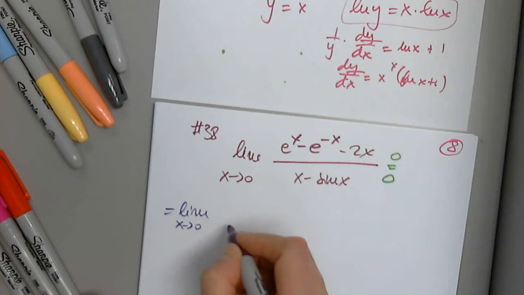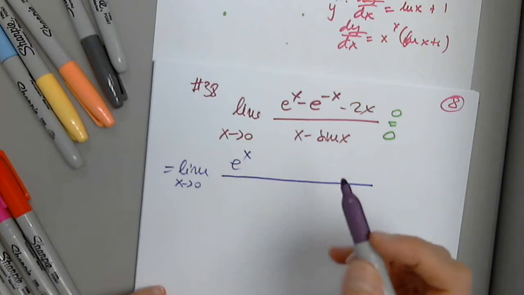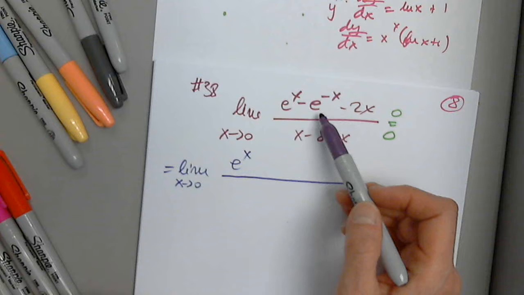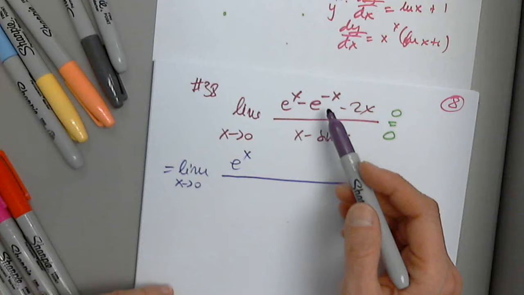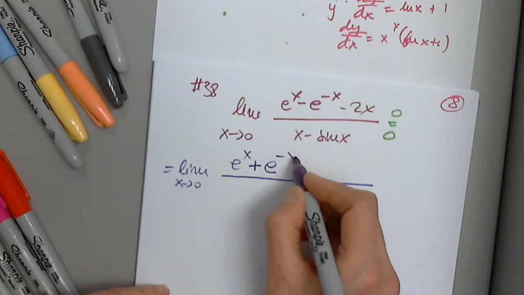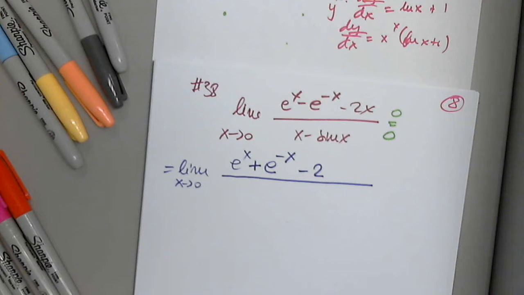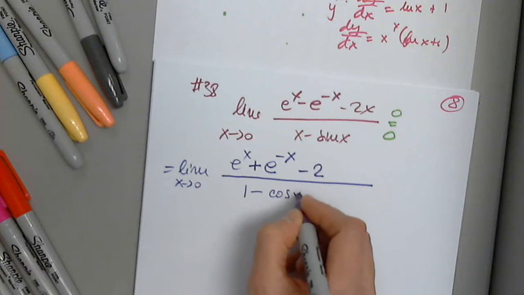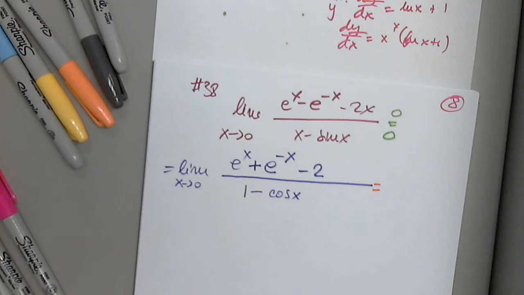Limit as x approaches 0. The derivative of e to the x is e to the x. When I differentiate e to negative x, it's e to negative x times the derivative of negative x, which is negative 1. So it'll be plus e to negative x, and then minus 2. What about the denominator? 1 minus cosine x. Good. We try again. We cannot simply differentiate if there is no 0 over 0 or infinity over infinity. So don't assume that that will always work.